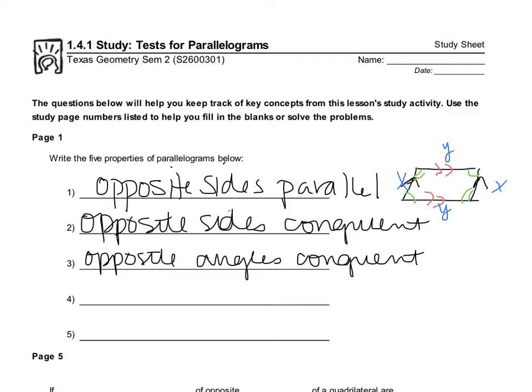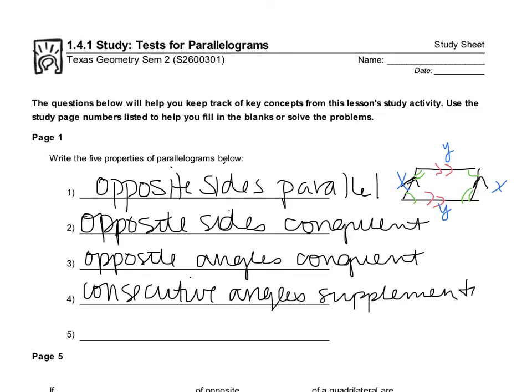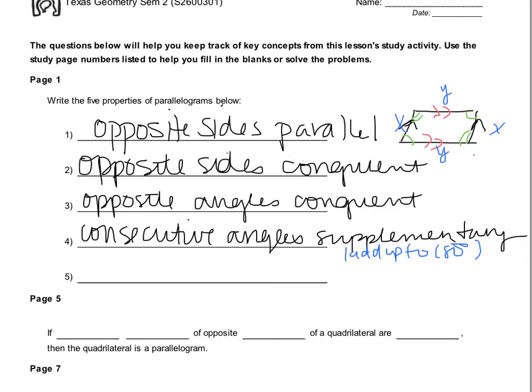Number 4 is that consecutive angles are supplementary. If you recall from the last lesson, supplementary means, I'm going to write this in blue right below it, that they add up to 180. And consecutive means next to each other. So the 2 angles on the bottom, the 2 angles on the left side, the 2 on the top, or the 2 on the right side, each of those pairs is a pair of consecutive angles.